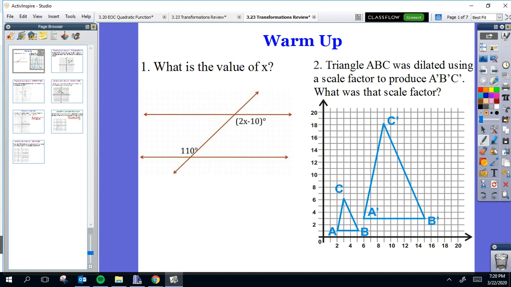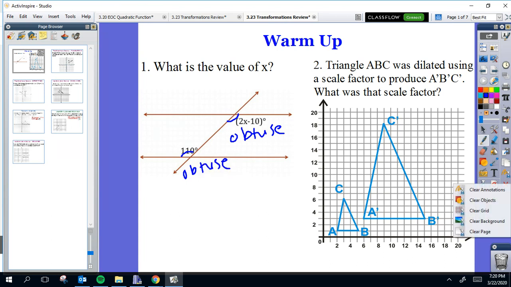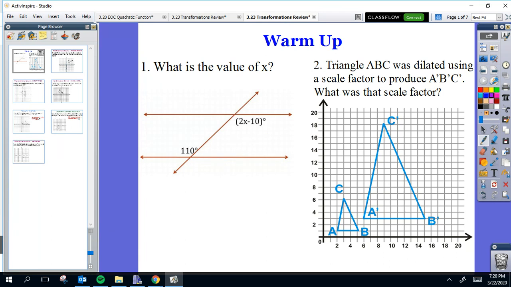Taking a look right here, I can see that this one is an obtuse angle. This one right here is also an obtuse angle because it is greater than 90 degrees. So I can figure out that they are congruent. Another way for me to figure that out is this one is congruent to this angle because it is a vertical angle. This one right here, I could slide down to equal 110, which is another way for me to figure out that these two angles, 2x minus 10 and 110, are congruent.